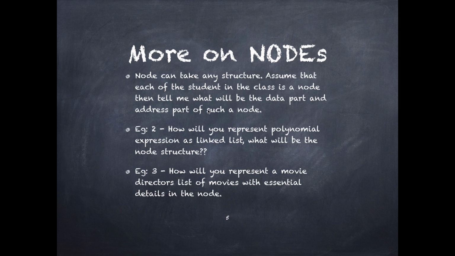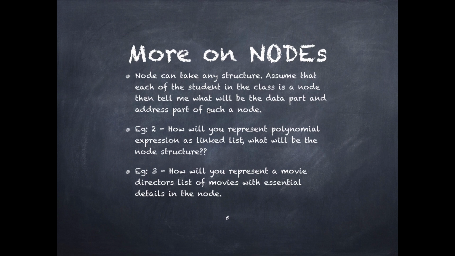Yes, each of the students will be a node. So what will be the node structure now? You understood, okay? This class, the whole as a linked list. If I represent this whole as a linked list, each student is a node. Now you have to define the fields in the node, right? What will be the fields?